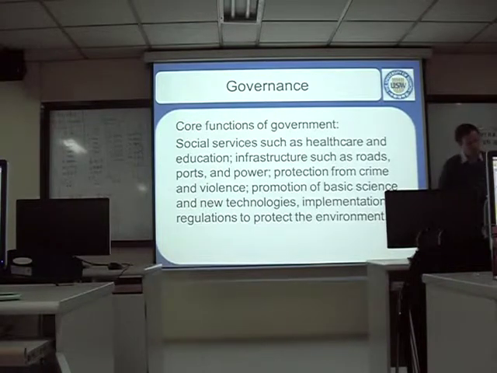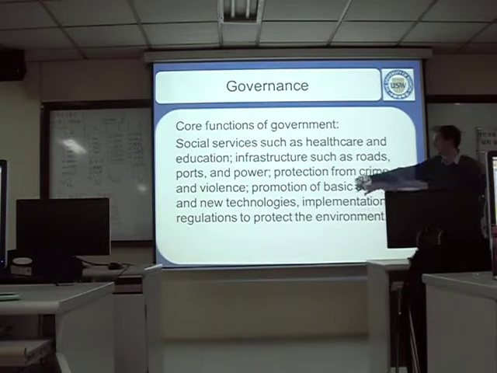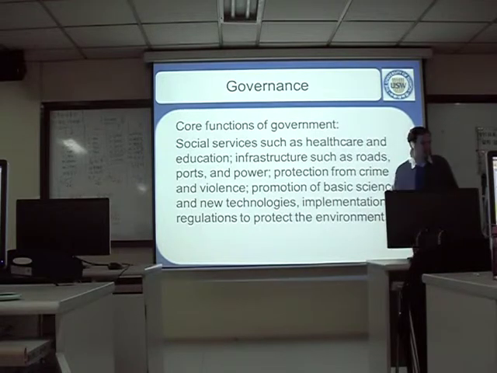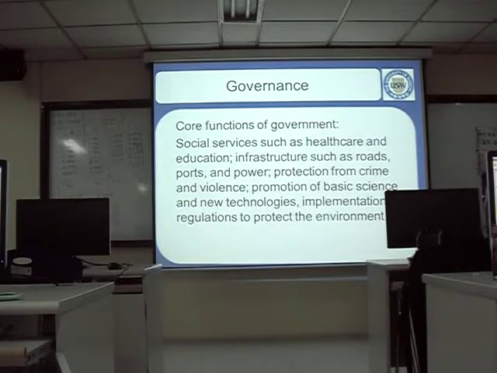So we have three basic rights according to the UN Declaration of Human Rights we mentioned before, which is housing, shelter, clothing, and food, right? And then after this, the government also provides these kind of services.